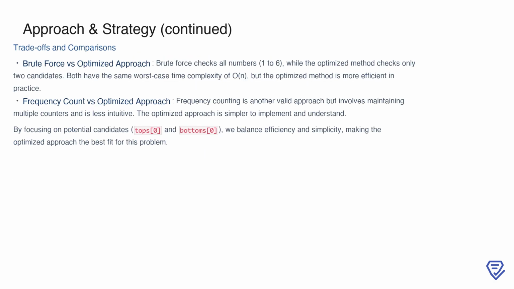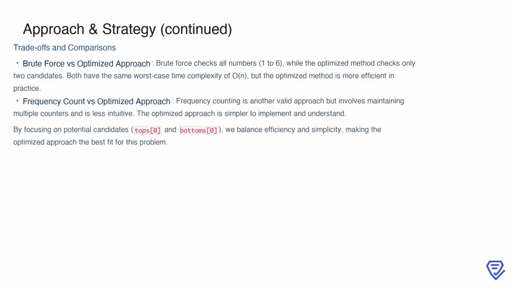When comparing the approaches, the optimized method stands out as the most practical. The brute force approach checks all numbers from 1 to 6, while the optimized method narrows this down to just two candidates, tops[0] and bottoms[0]. Although both approaches have the same worst-case time complexity of O(n), the optimized method is more efficient in practice due to the reduced number of checks.